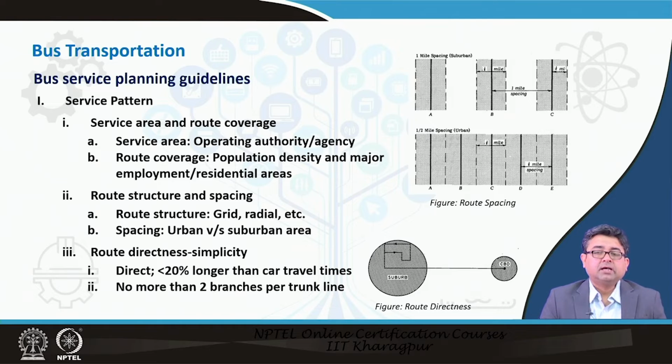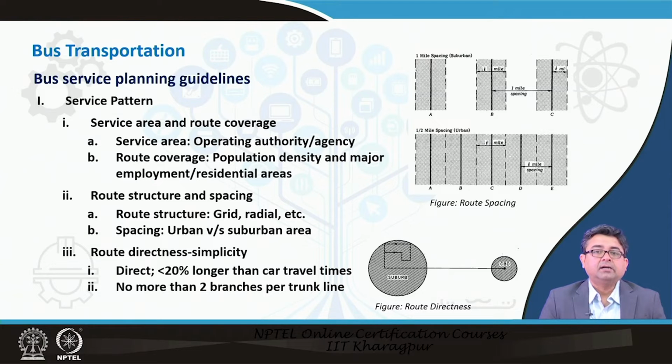So, there is a leeway that is given that 20% higher travel times can be there on the bus, but anything more than 20% usually you would see that people shift towards using their own private vehicles or cars. Also simplicity, in the sense, no more than 2 branches per trunk line. So, if you have a trunk and feeder system, do not make it so complex that each of the feeder systems have multiple branches again. So, no more than 2 branches per trunk line is advised.